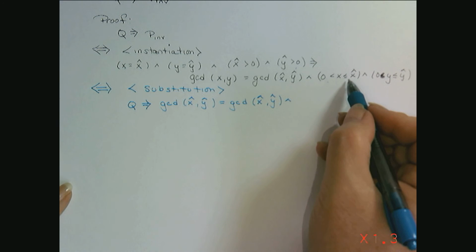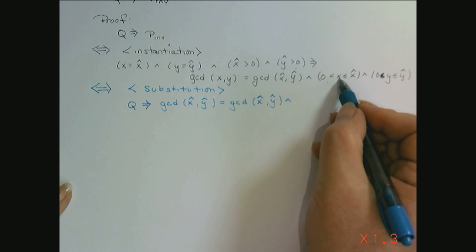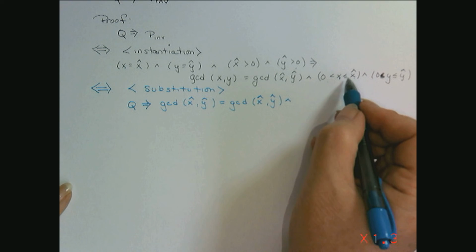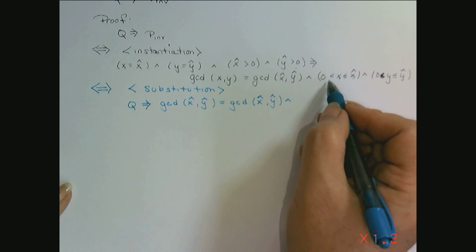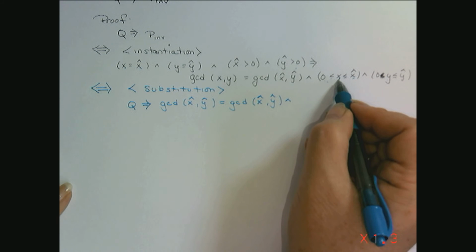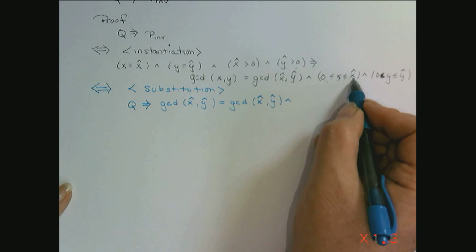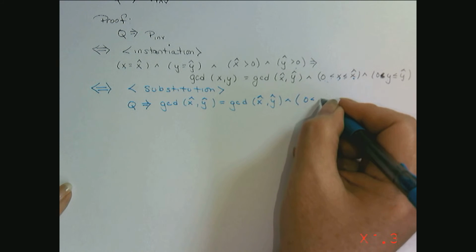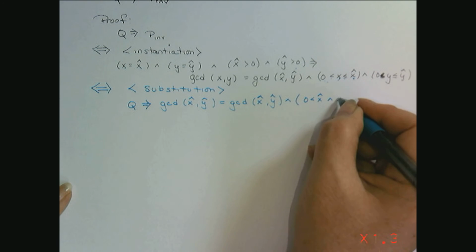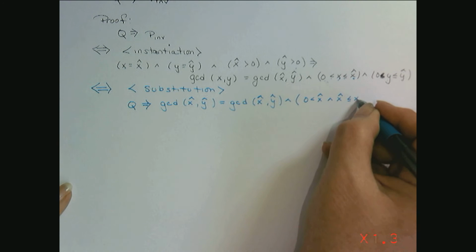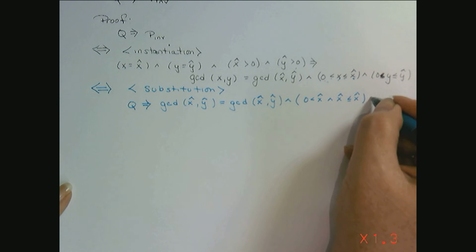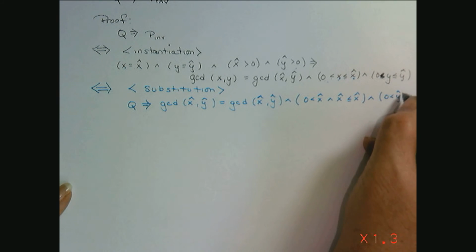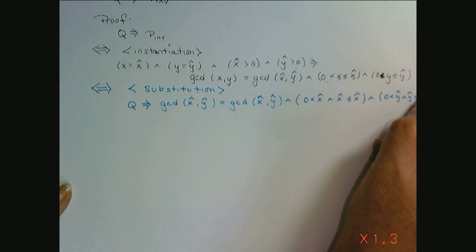And what I'm going to do is substitute here x hat for x and y hat for y also, but I'm also going to split this interval because I can read this as 0 is less than x and x is less than or equal to x hat. With substitution, I could write this as 0 is less than x hat and x hat is less than or equal to x hat. And then we would have 0 is less than y hat and y hat is less than or equal to y hat.